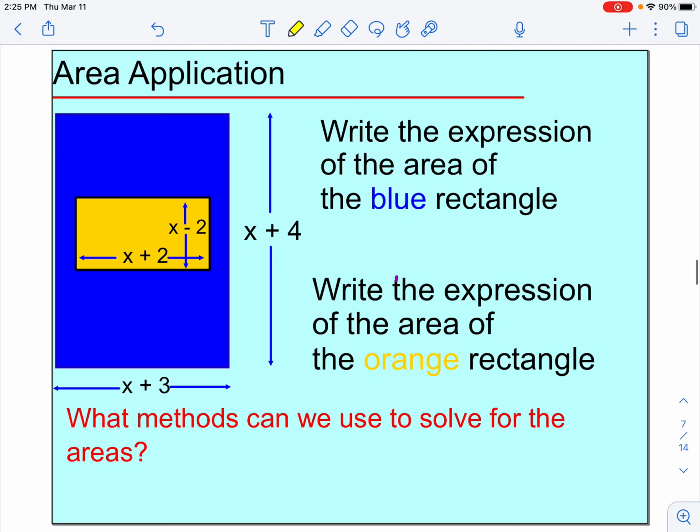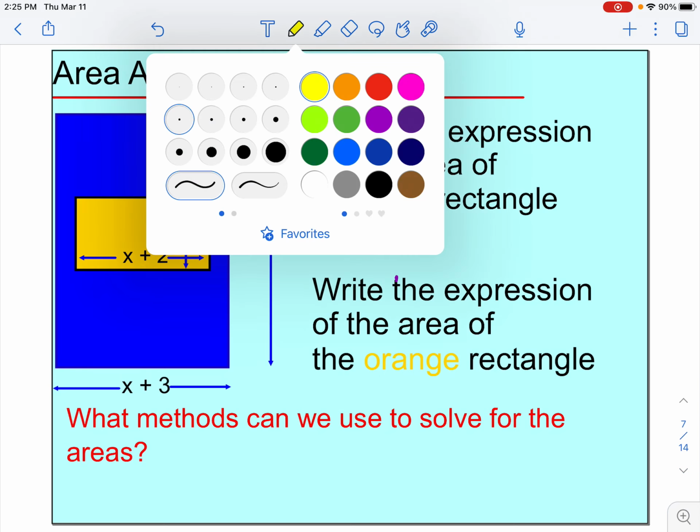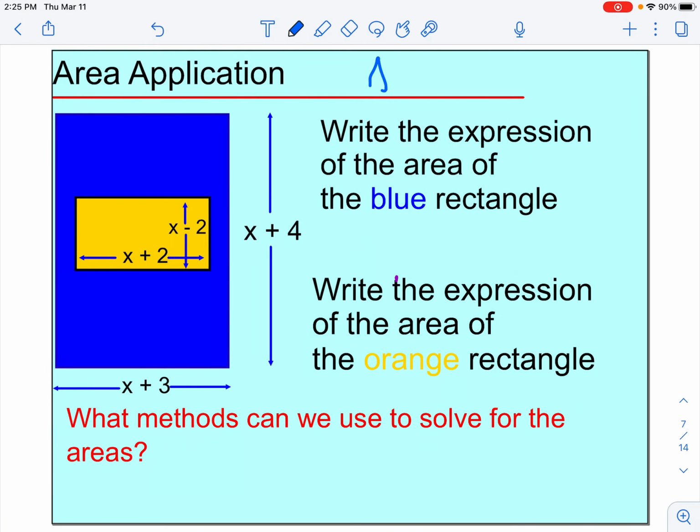All right, so those were just a monomial times another polynomial. But what if we wanted to find the area of something? Okay, to find the area of a rectangle, we have to take the length times the width. Well, this is the length right here, and this is the width. So in order to find the area of this rectangle, I would have to take x plus 3 and multiply it with x plus 4. And that becomes a little bit more complicated because now we have a binomial times a binomial.